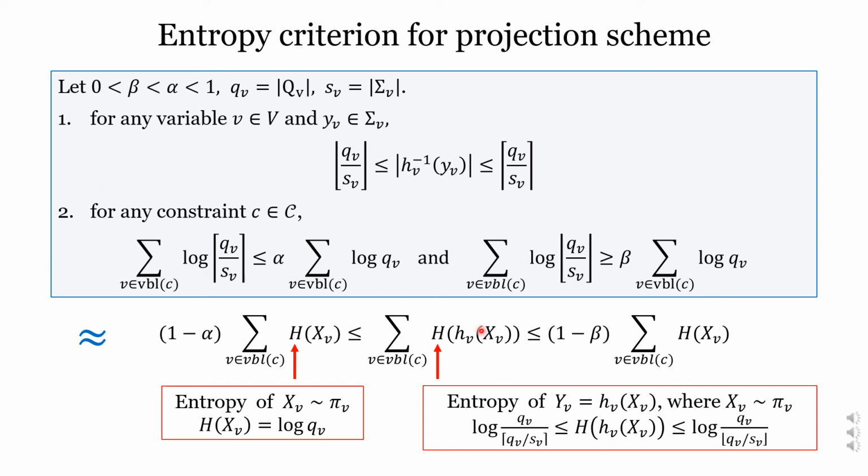These inequalities can be rewritten as follows. Here, H(X_v) is the entropy of X_v. This term is the entropy of Y_v. Intuitively, the projection scheme should compress the entropy by a certain proportion.